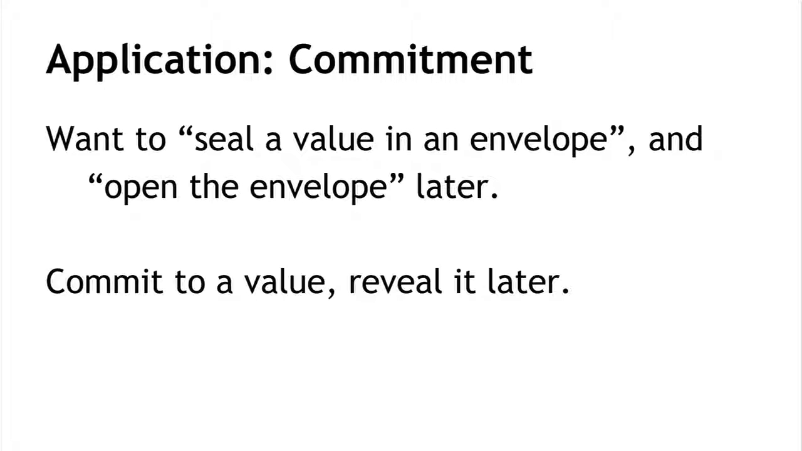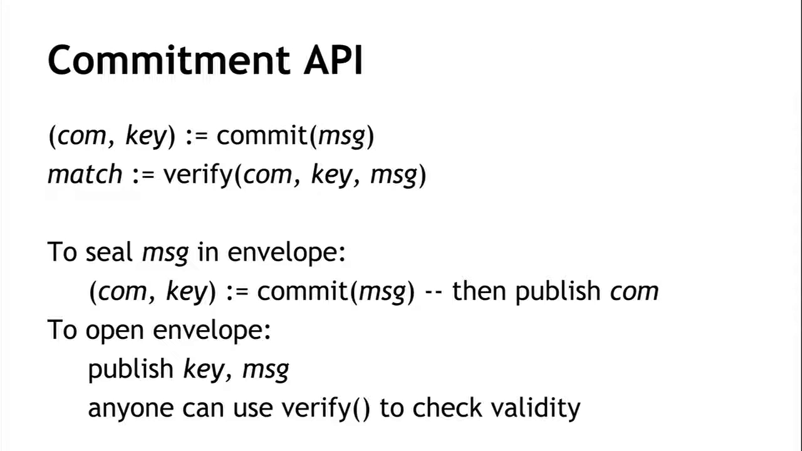To be more specific about the API that we're going to provide here, the commitment API looks like this: there are two things you can do. First, you can commit to a message, and that's going to return two values, a commitment and a key.